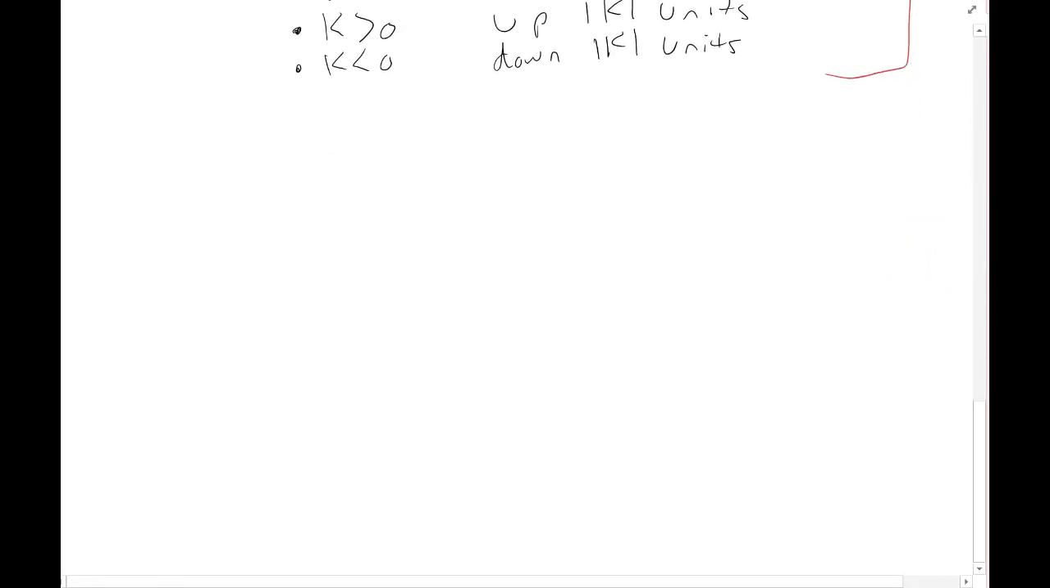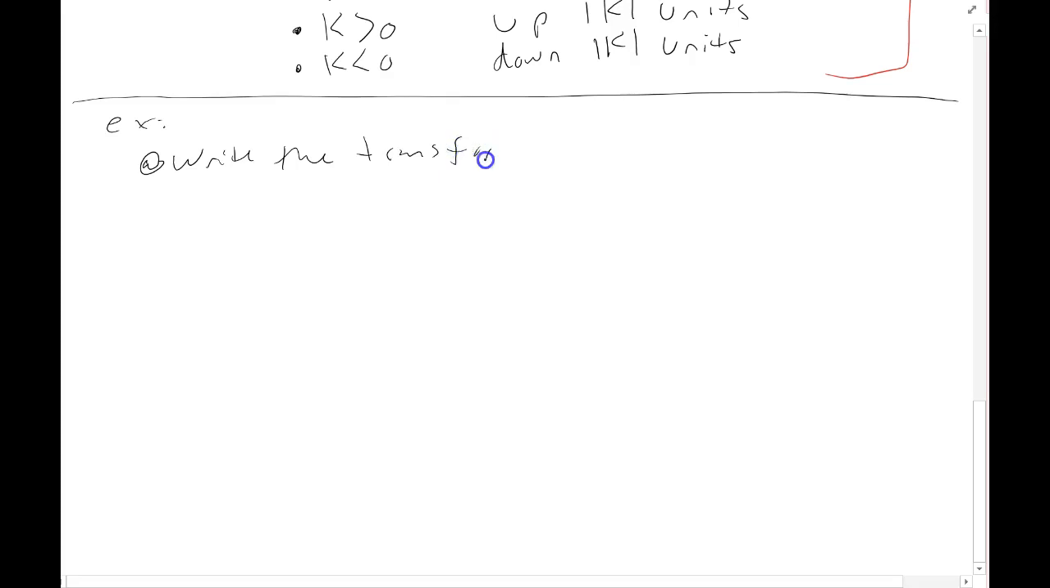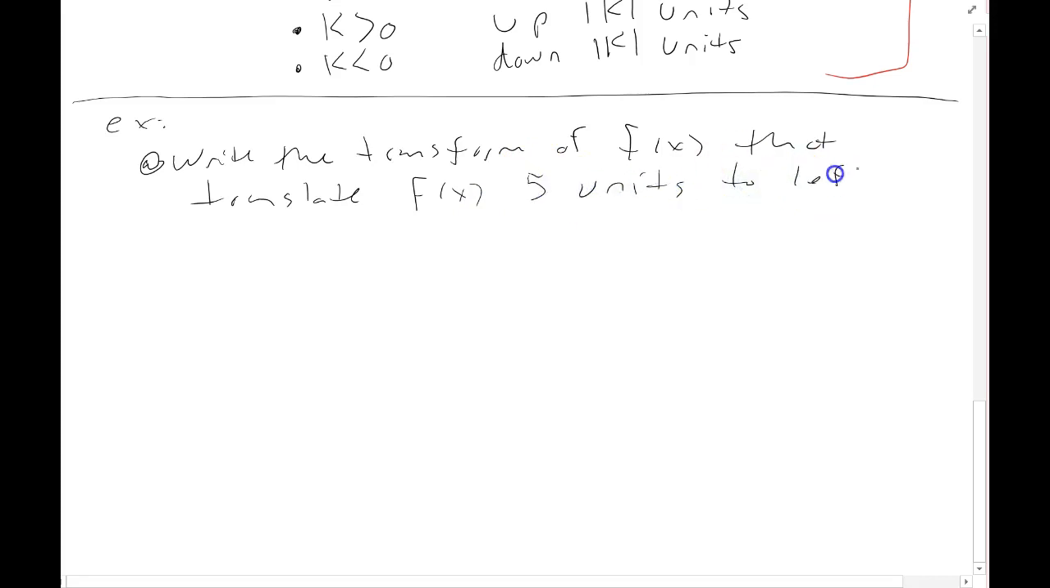Okay? So let's do some examples of using this. So let's say that we want to write the transformation of f of x that, well, maybe we should say just that, translates f of x 5 units to the left and reflects across the y-axis.